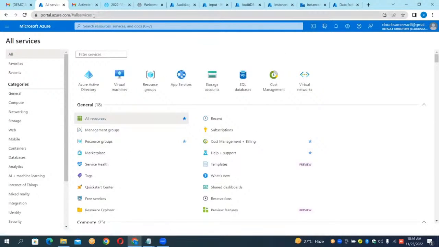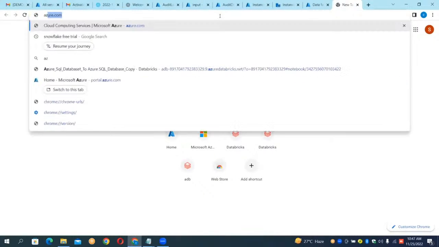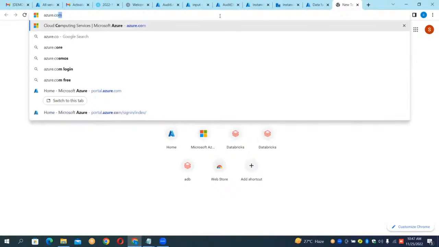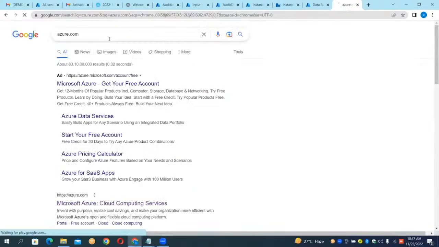Now, how to log into this portal, guys? I will tell you one more way. First of all, use azure.com. Once you use azure.com, guys, get your free account. First, click on this.